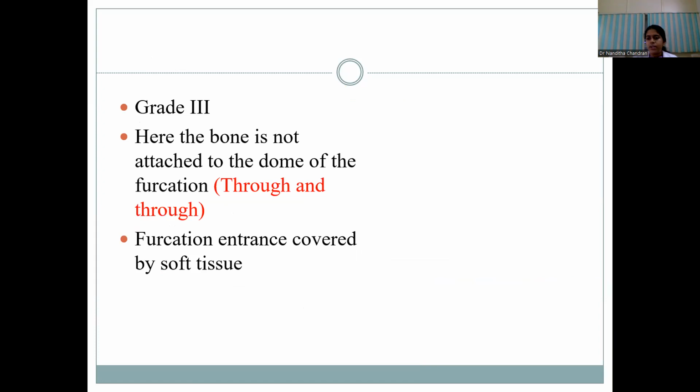Now, what is grade 3? Grade 3 is called through and through. That is, bone loss is there on both aspects of the furcation. So when we pass a probe, the probe comes out from one side to the other side. It is a through and through lesion. But the furcation area will be covered by soft tissue. So the treatment options in such cases, if it is not an advanced case, we can even try for regeneration. But if it's an advanced case, with too much interradicular bone loss, we have to go with procedures like hemisection or root resection, to eliminate the furcation defect.